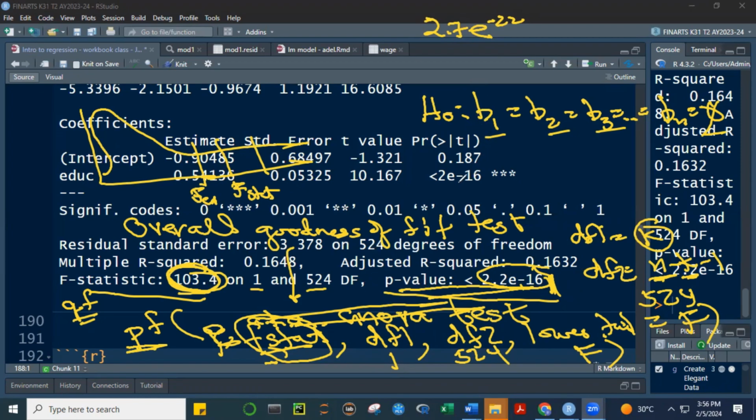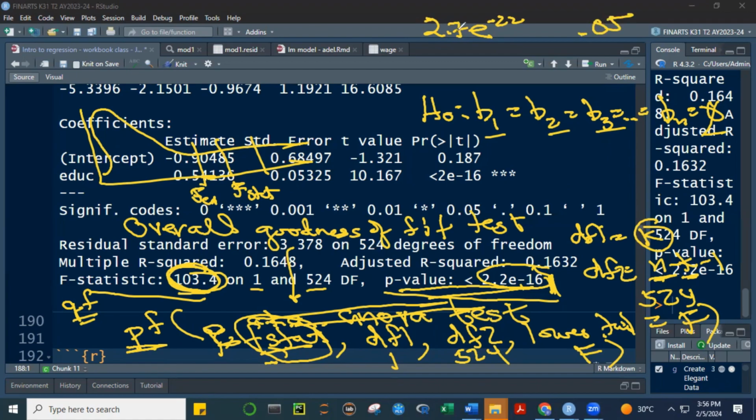So what's our conclusion, class? If we know the p-value, class, compare this, of course, with 0.05.